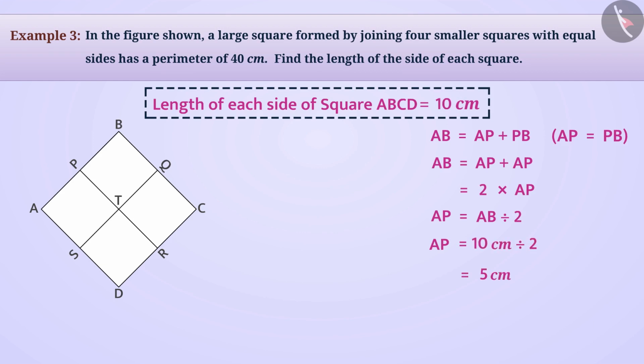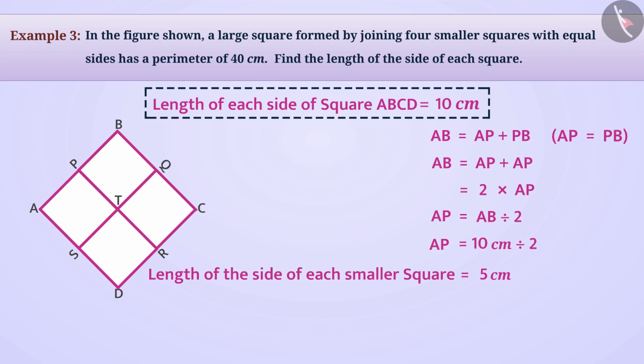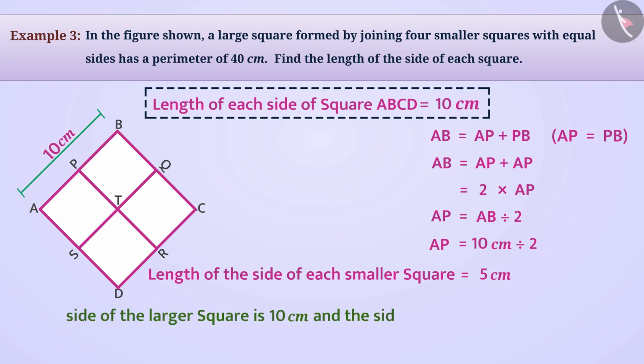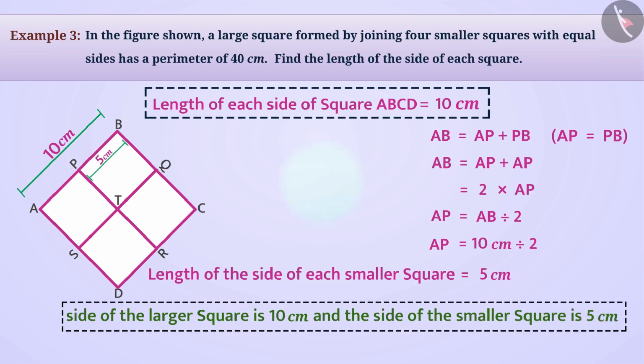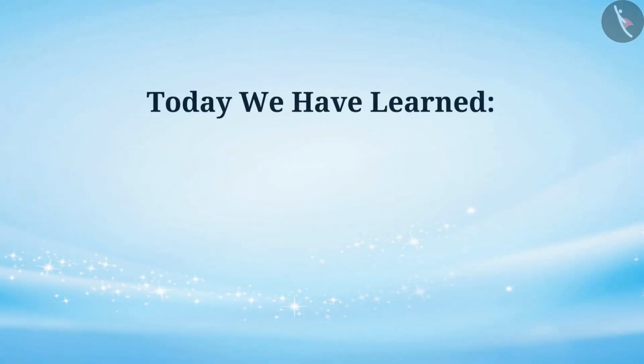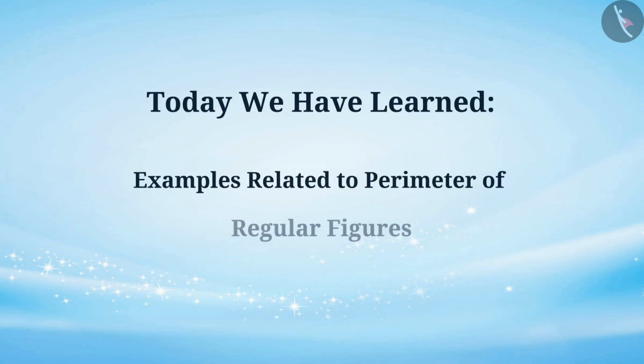5 cm. The sides of all the smaller squares are the same. So, we can say that the length of the side of each smaller square is 5 cm. In this way, the side of the larger square is 10 cm and the side of the smaller square is 5 cm. So today we learned about examples related to perimeter of regular figures.